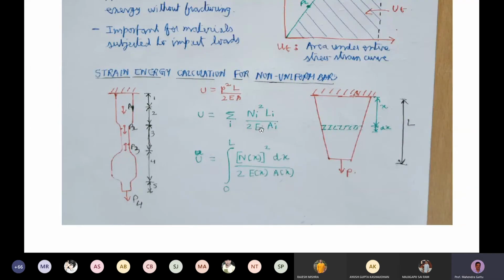So the calculation of axial force, I think we had done it. We cut a section and then we draw the free body diagram and get the axial force for the remaining part, then we square that axial force and we'll get the strain energy, and we sum up for all the segments.